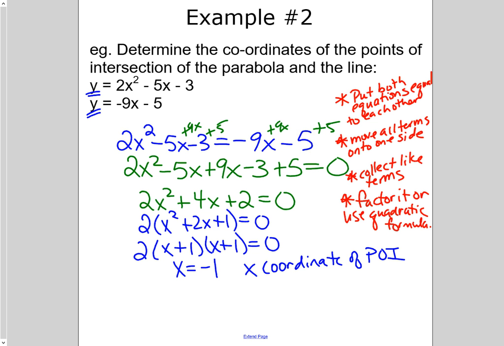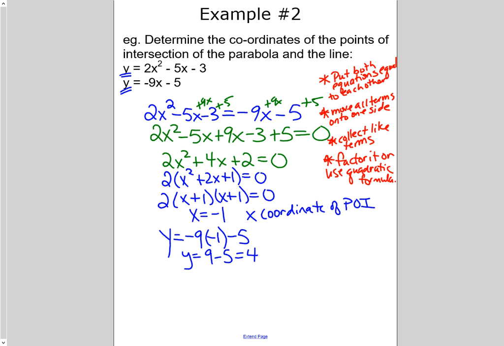Now I need my y coordinate. So I'm going to go back to my two original equations. I can use either one. I'm going to use my linear one because the linear one should be easier to use. And wherever there's an x, I'm going to put in a -1. -9 times -1 is +9. And it gives me 4. So that is my y coordinate.